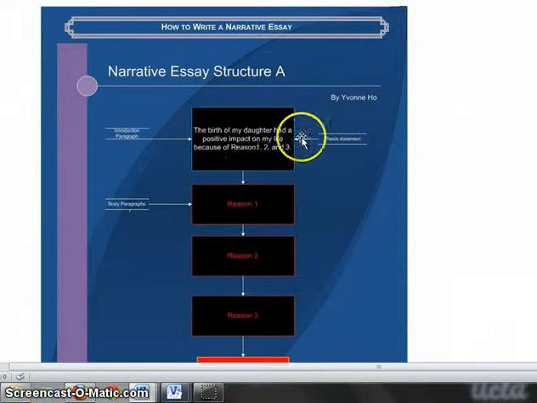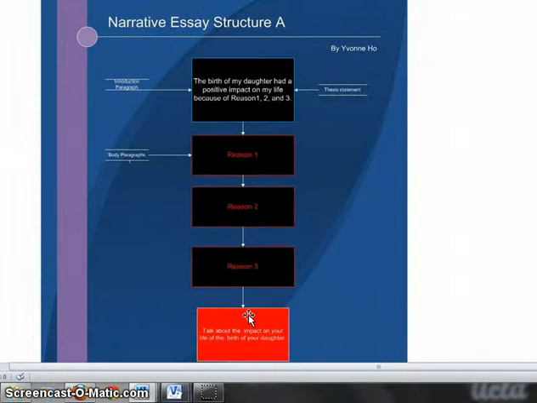The birth of my daughter had a positive impact on my life because of reason 1, and then reason 1 becomes paragraph 2. Reason 2 becomes paragraph 3. Reason 3 becomes paragraph 4. And then you have your conclusion, where you talk about the impact that the birth of your daughter had on your life. And so in this case, this whole structure where you have a thesis statement and then matching body paragraphs is known as the 5-paragraph essay structure.